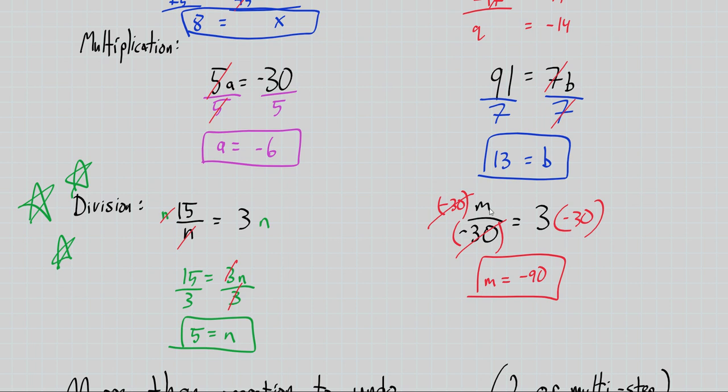And I check my initial equation, m over negative 30 is 3. Is negative 90 over negative 30, so negative divided by negative is positive, 90 divided by 30 is 3. Does that work out? Yes, my left-hand side and my right-hand side are equal. I'm going to stop this video here and do one or two more.